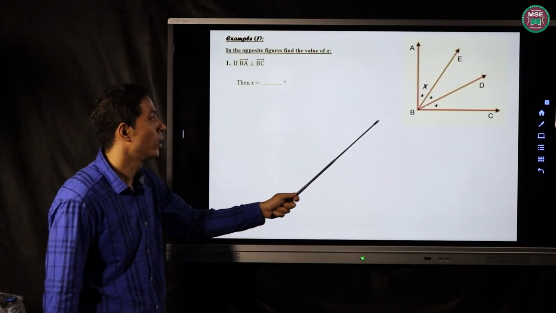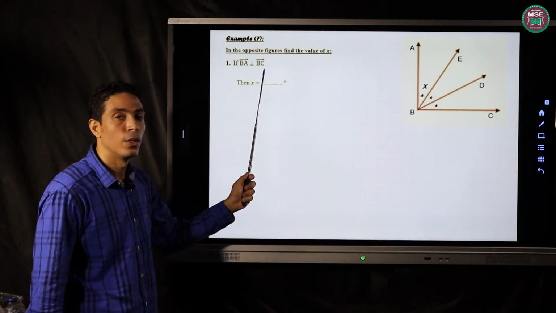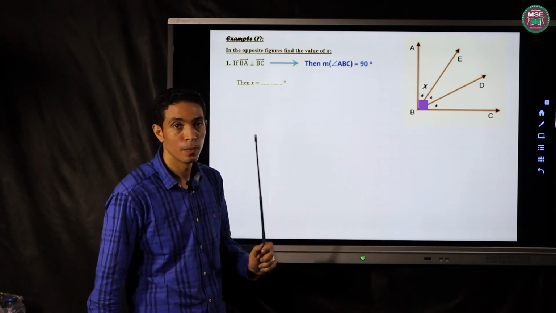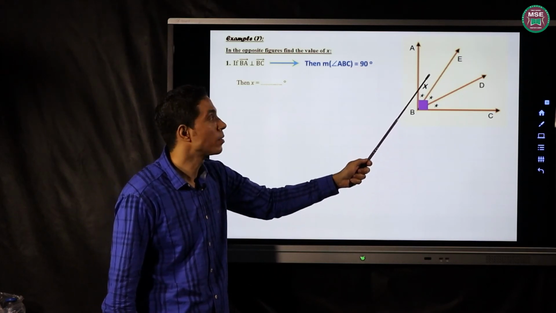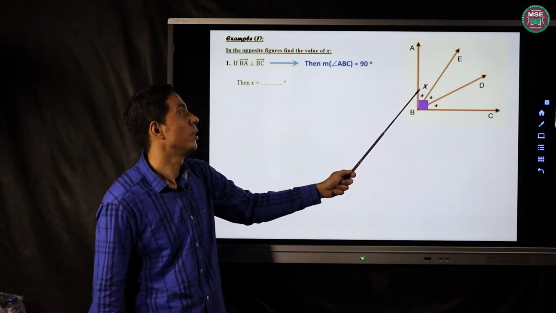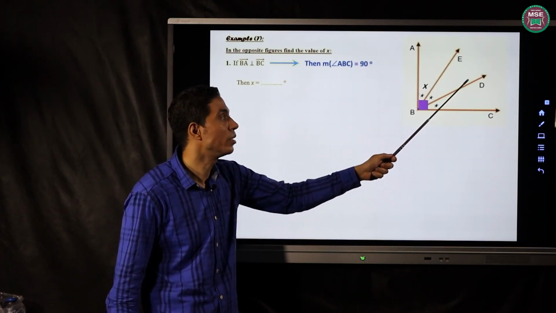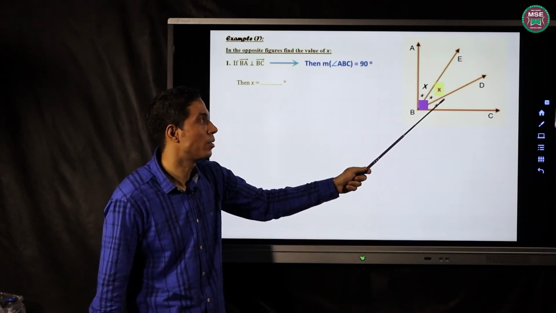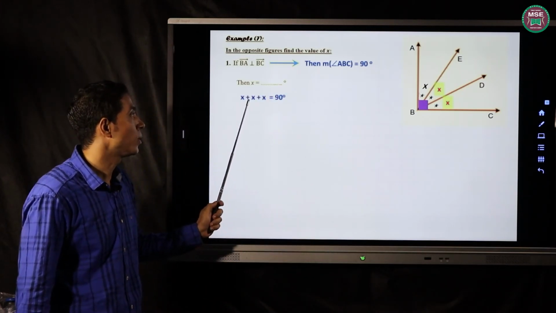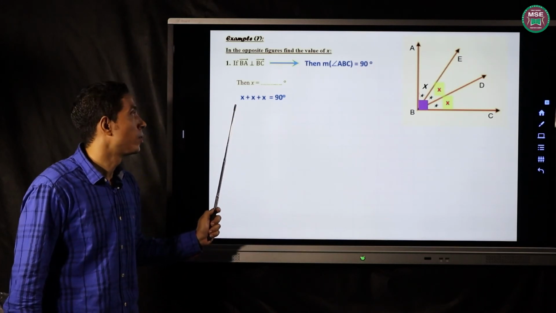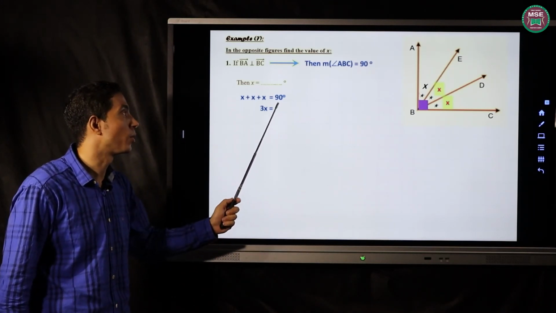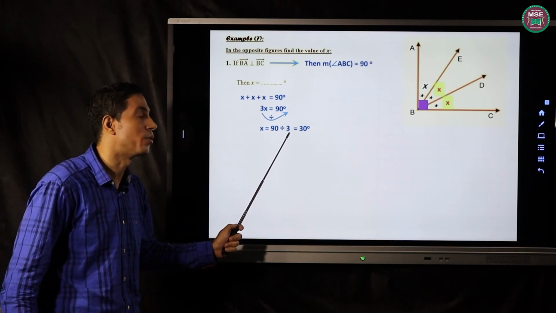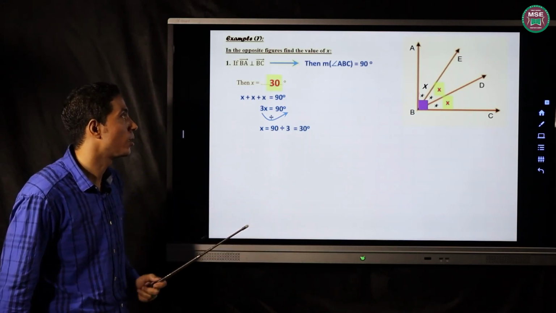In the opposite figure, example number 7, BA and BC are two perpendicular rays, so the measure of angle ABC must equal 90 degrees. The measure of angle ABE equals X, and we have three stars: the measure of angle ABE equals the measure of angle EBD equals the measure of angle DBC. If this angle equals X degrees, then these two angles also equal X degrees. Then X plus X plus X equals 90 degrees. X plus X plus X equals 3X, so 3X equals 90 degrees. Between 3 and X we have a multiplication sign, which goes to the other side as division. Then X equals 90 divided by 3, which equals 30 degrees. The value of X equals 30 degrees.